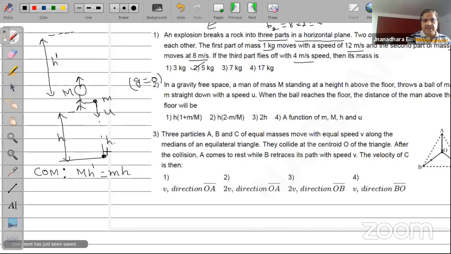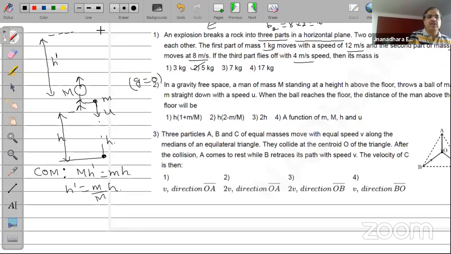That is, the displacement of the mass small m is h, and that of capital M is h dash. There is no gravity here, please mind you that. And hence you will be able to show that M h dash will be equal to m h, or h dash, in other words, will be equal to m by M into h.